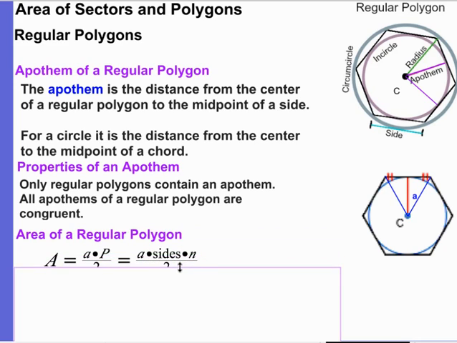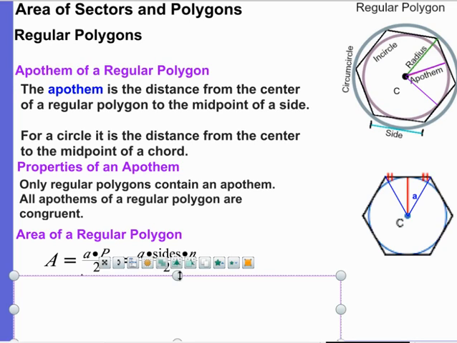Okay, so let's come up with a formula. The area of a regular polygon is going to be the apothem times the perimeter. And remember that the perimeter is just the sum of all of our sides divided by 2. Okay, so the apothem times the sides, so the side length, times the number of sides.